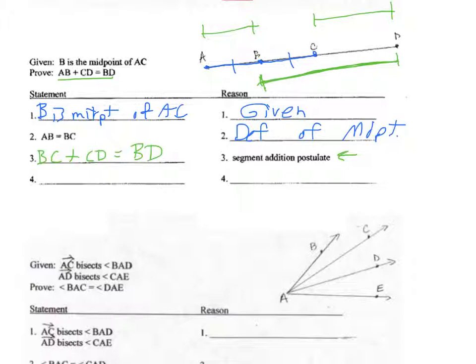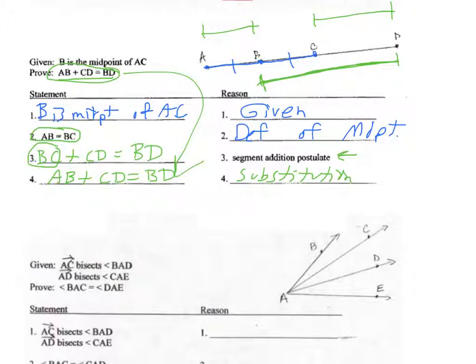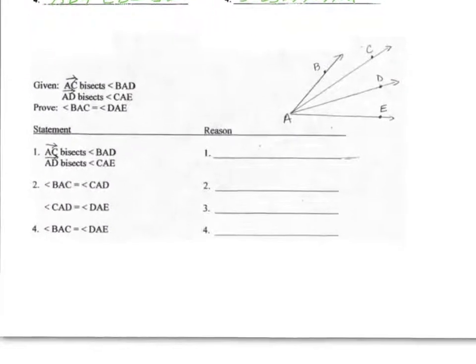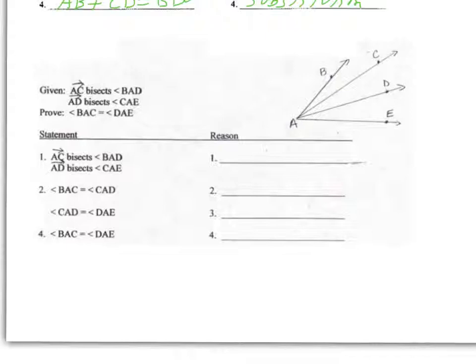Now notice, remember what we said in statement 2. AB and BC are equal to each other, so I can replace BC with AB. So AB plus CD equals BD, and I can do that with substitution. And again, that is what I was trying to prove right there. All right, last one in our notes.